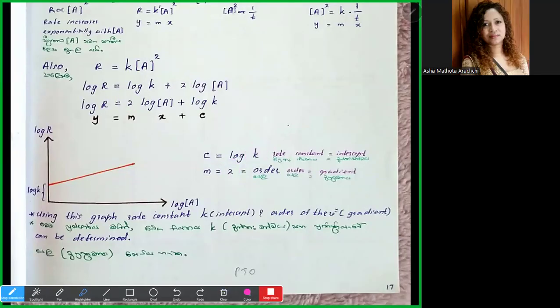Okay, let's copy this. Also, just write also and then copy this.